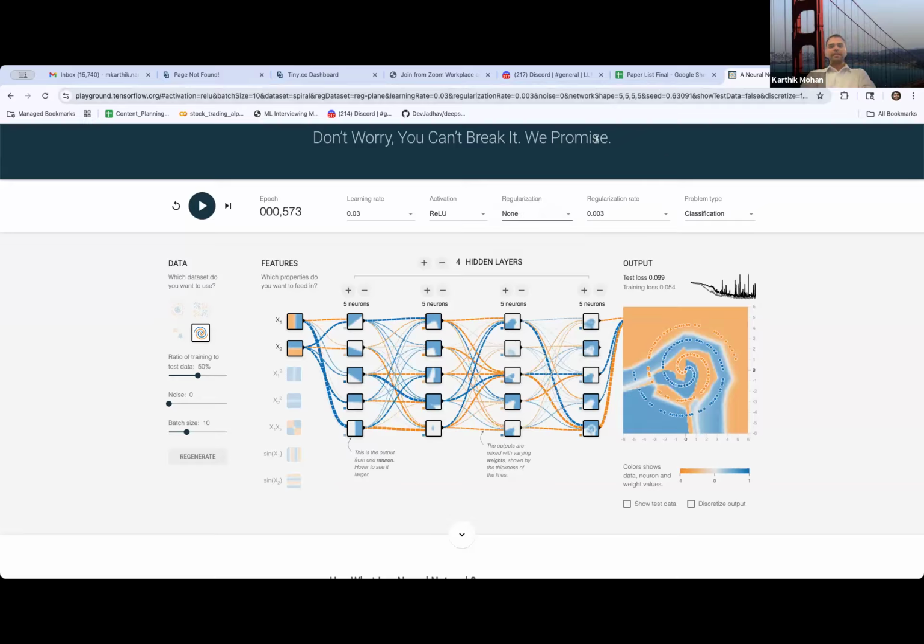Okay, the link for this is in the lecture, so feel free to play around with it and the different data types that are mentioned here.